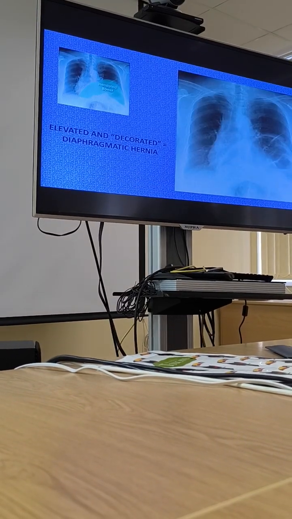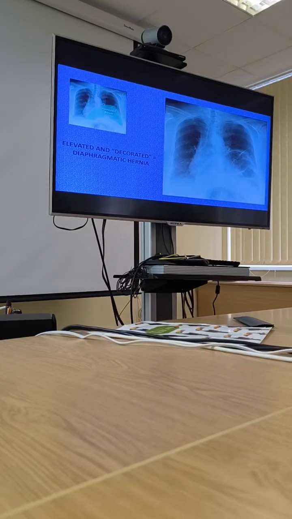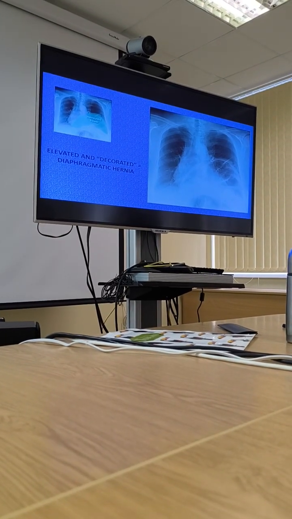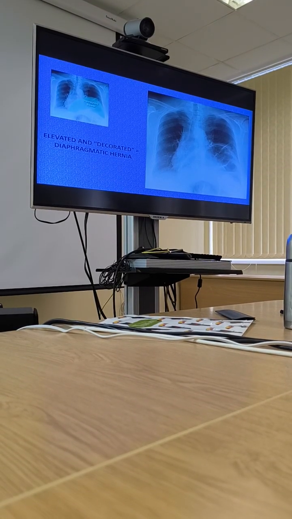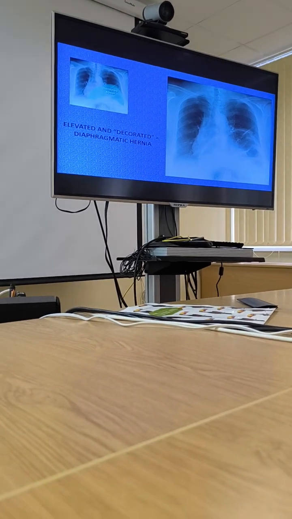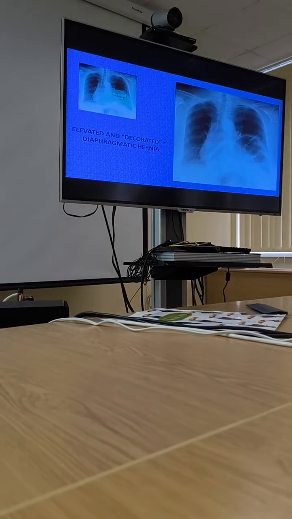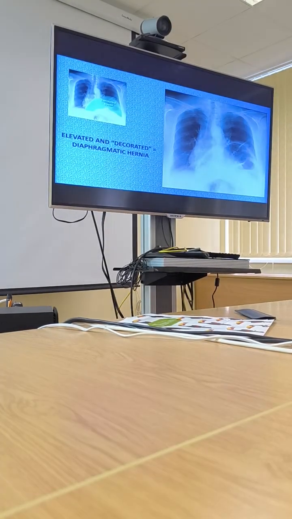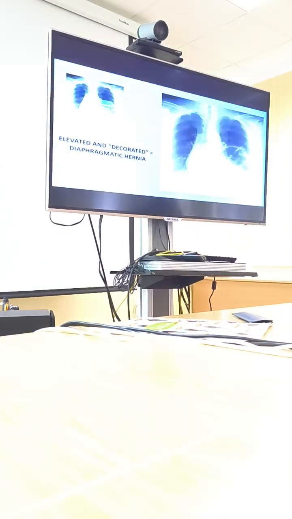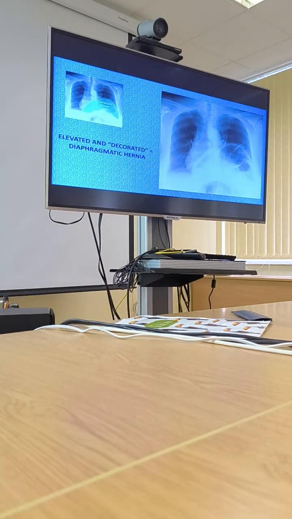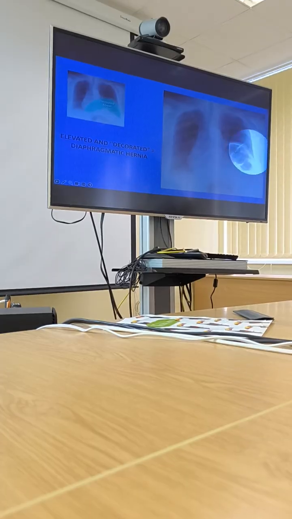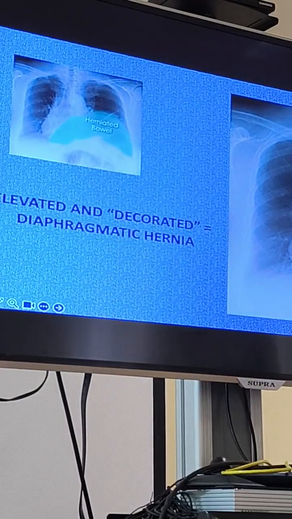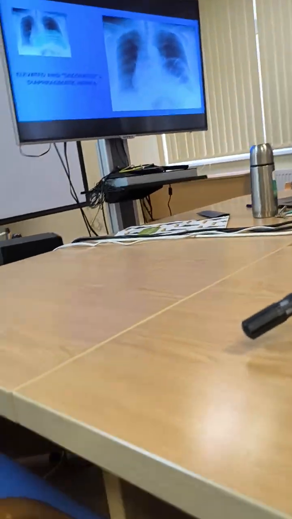And what else can we see? Sometimes the diaphragm is elevated, and sometimes it's a very special picture, really difficult to describe in words. But we see that the border between the thoracic and abdominal cavity is really different. I call it an elevated and decorated diaphragm. That means that it's not only at a high level, but the picture in the lower area is very special. So this is usually highly suspicious of diaphragmatic hernia.